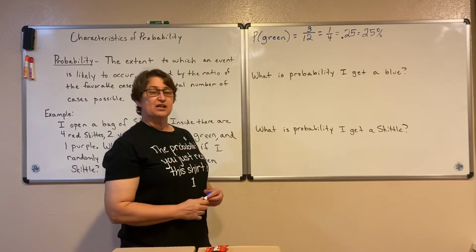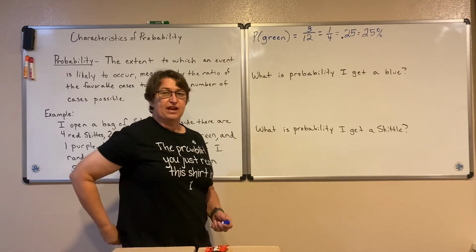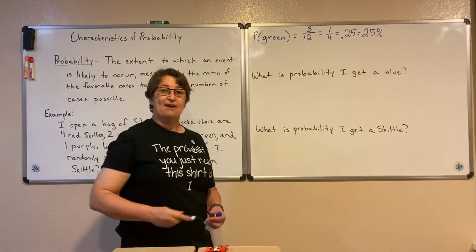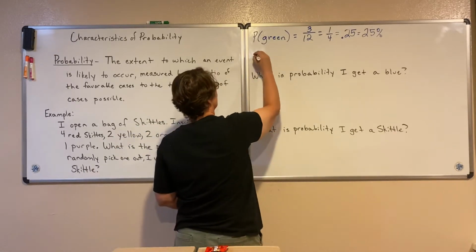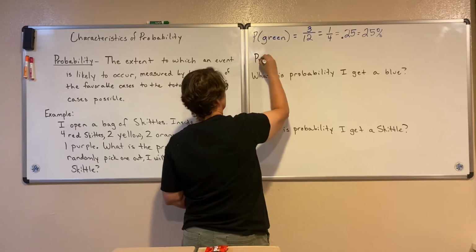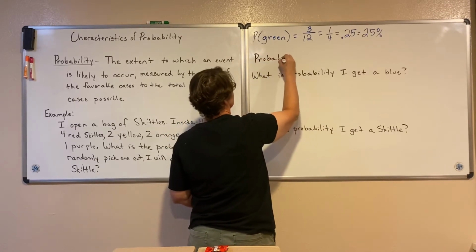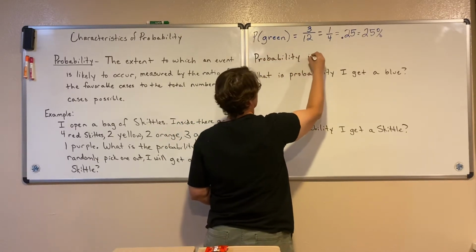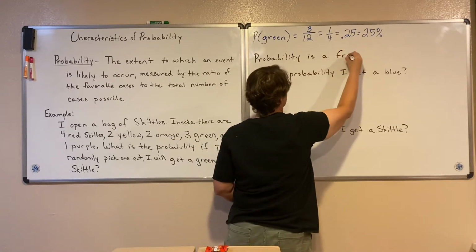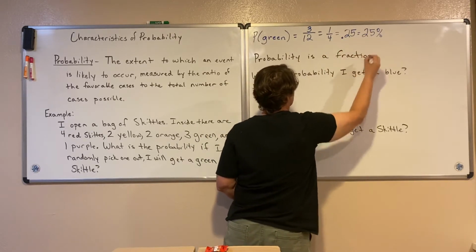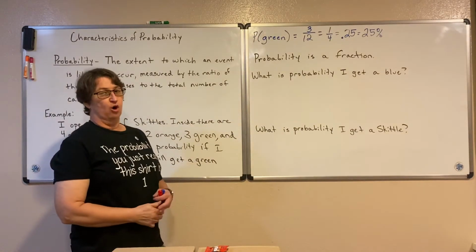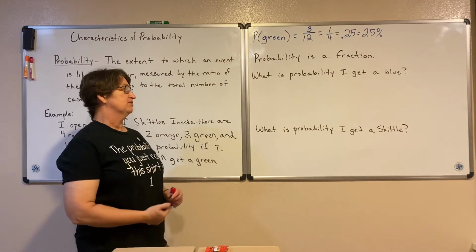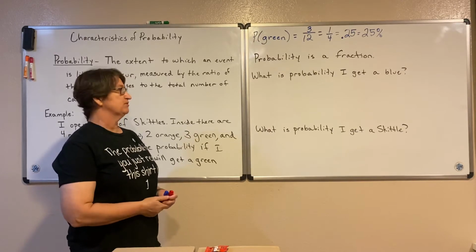So a big deal about probability is that our probability is going to be a fraction. One of the characteristics is that probability is a fraction. So that you have a ratio, a part out of the whole. But let's look at this next thing to find out another characteristic of it.